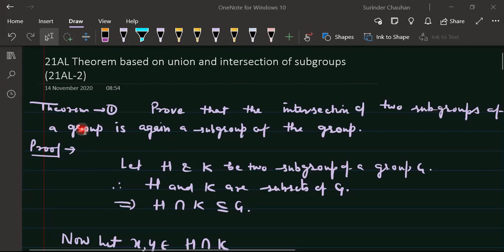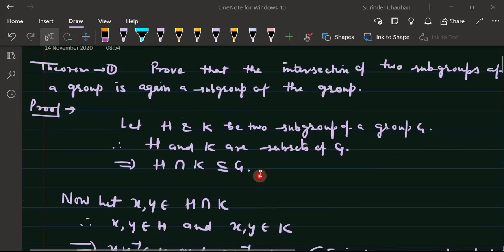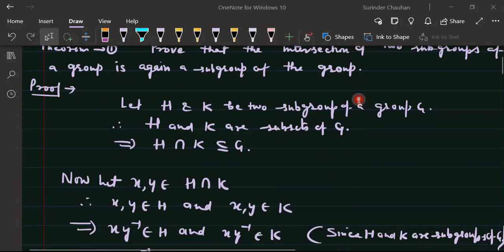Proof: given, let H and K be two subgroups of group G. If H and K are subgroups of G, then H and K are subsets of G. Therefore, if H and K are subsets of G, then their intersection is also a subset of G. Now our aim is to show that H intersection K is a subgroup of G.